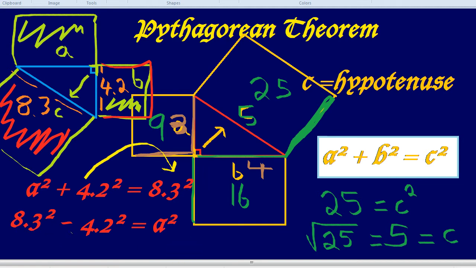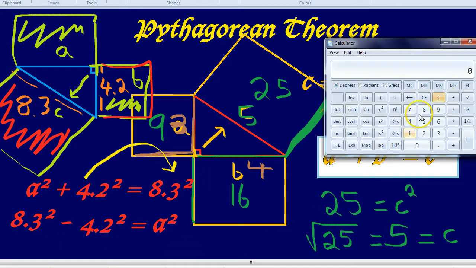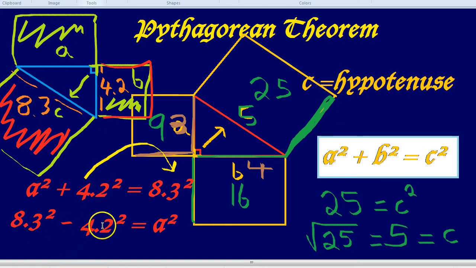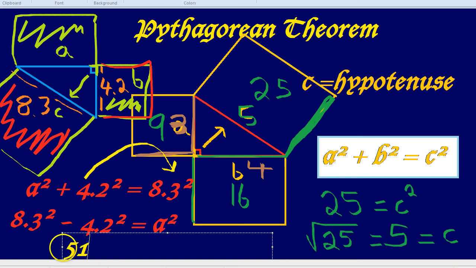In this case then, 8.3 squared, take away 4.2 squared. 8.3 squared in the calculator is 68.89. Take away 4.2 squared, which is 17.64, equals 51.25. So I can write 51.25 equals A squared. There we go. We've got A. Not quite. We've got the area of A's square.